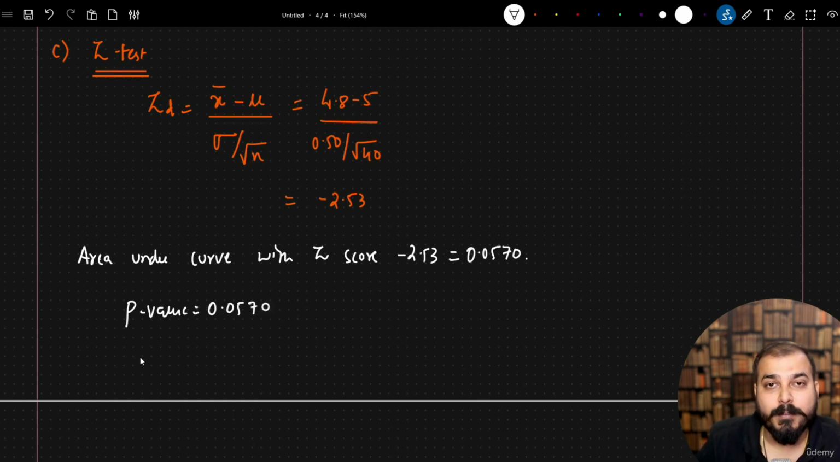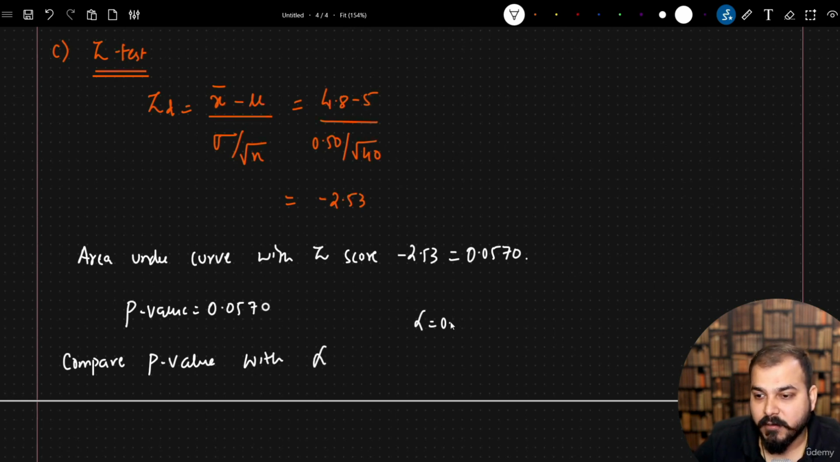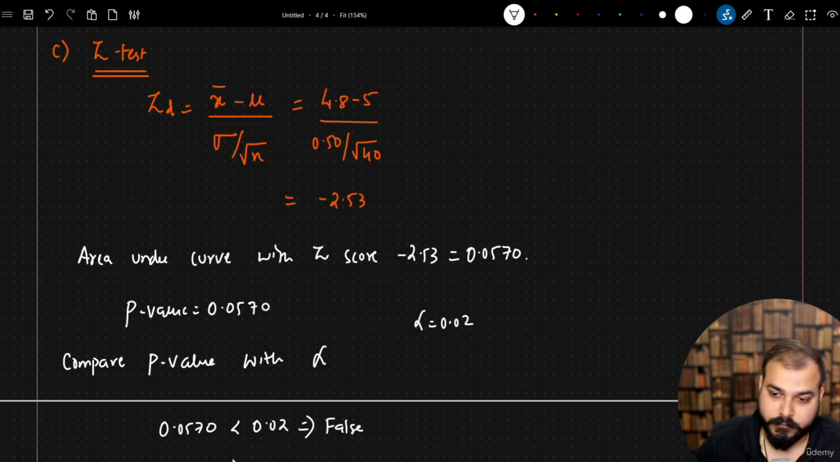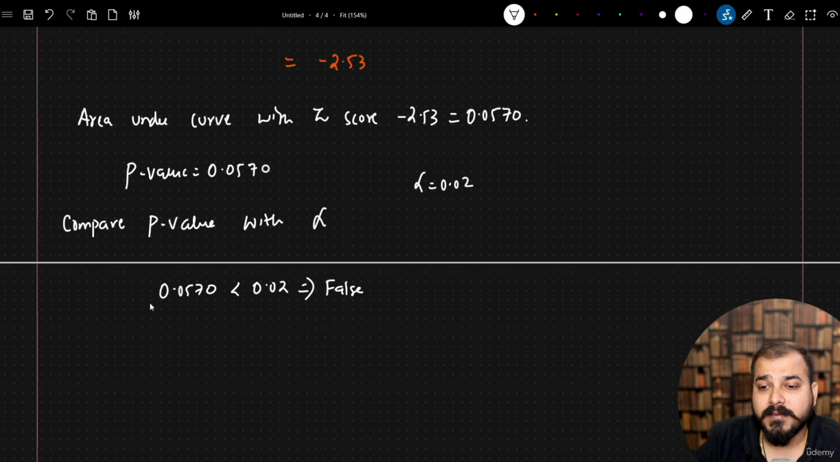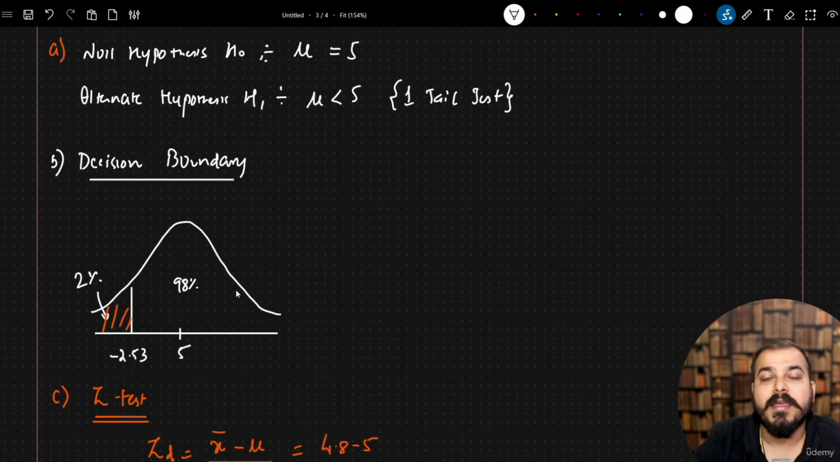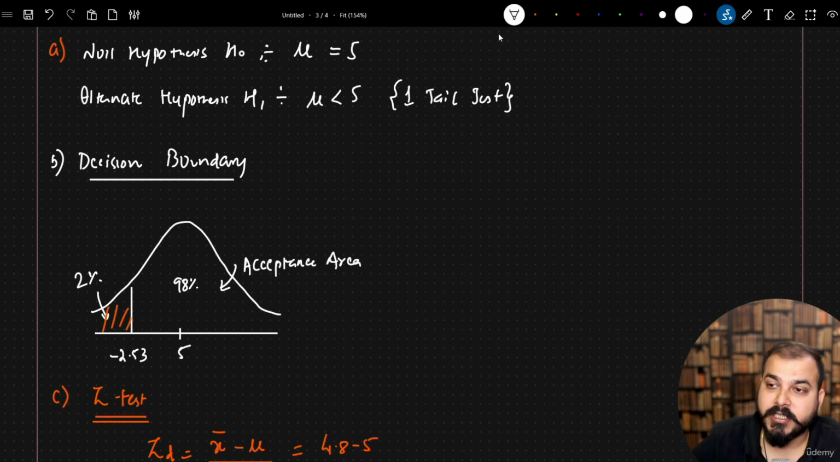Now we need to compare whether the P value is greater than, equal to or less than the significance value. My significance value is obviously 0.02. So if I compare 0.00570, whether this is less than 0.02, this will be true. Since it is less than 0.02, that basically means it is falling in the rejection area, not in this 98% confidence interval, which is my acceptance area.